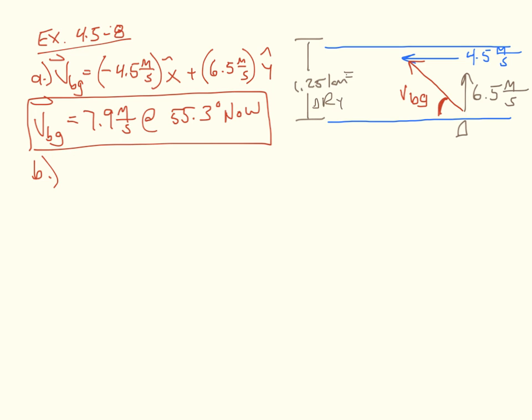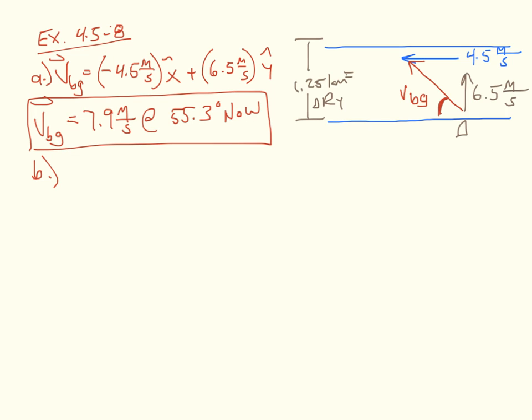Well, the key here is remembering that the x components and the y components are completely independent of each other. Since they're at right angles, neither of them contributes to or detracts from the other, and so this velocity vector right here doesn't care if it's also moving sideways. It just cares that it's moving across the river from this side to that side at 6.5 meters per second.